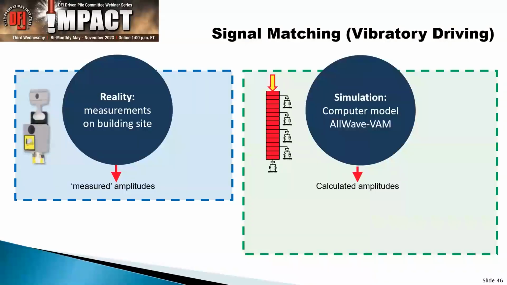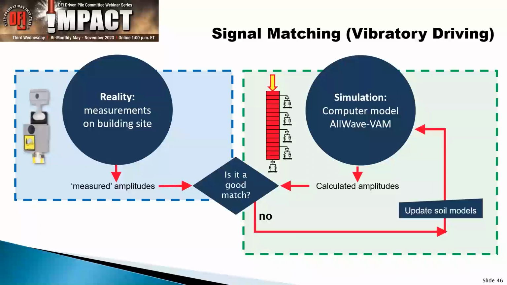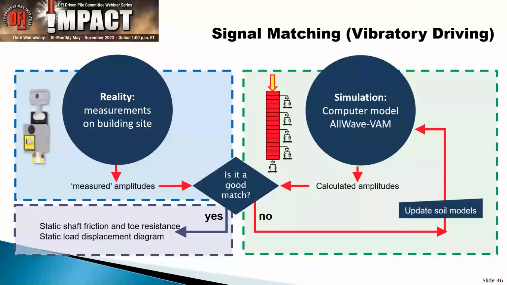So what do we do? Exactly the same thing as before. We measure with the strain gauge and the accelerometer, measure the amplitudes, we calculate with the software, and here you see the vibratory amplitude monitoring or matching. You calculate the signals, and if there's a good match, then we're okay. If not, we need to update the soil models. And if you have a good model, then you can figure out what your bearing capacity is and what your static load displacement curve is.